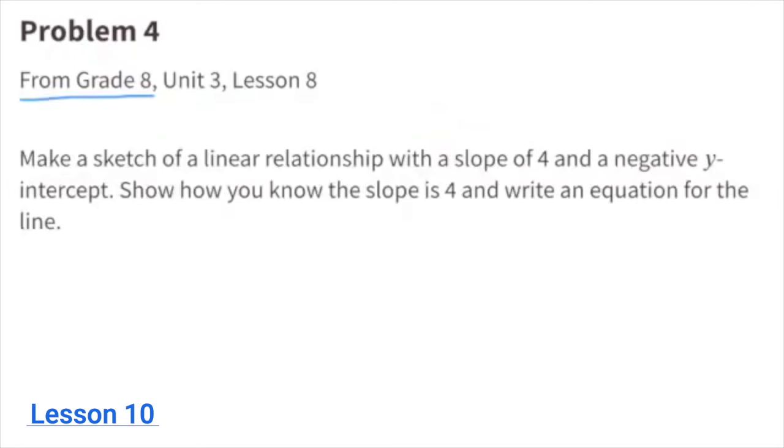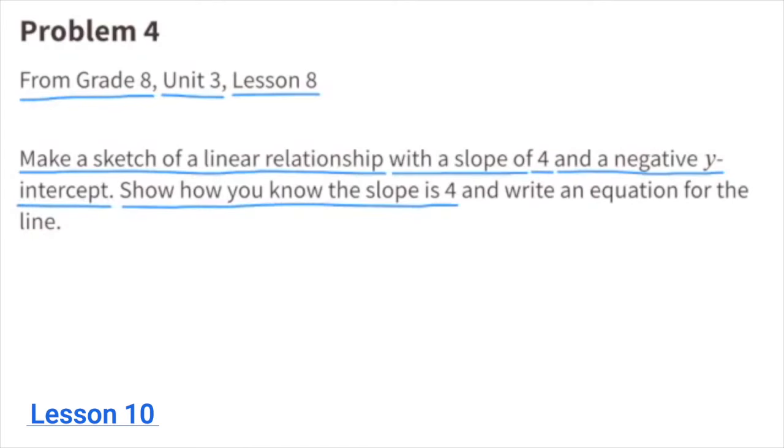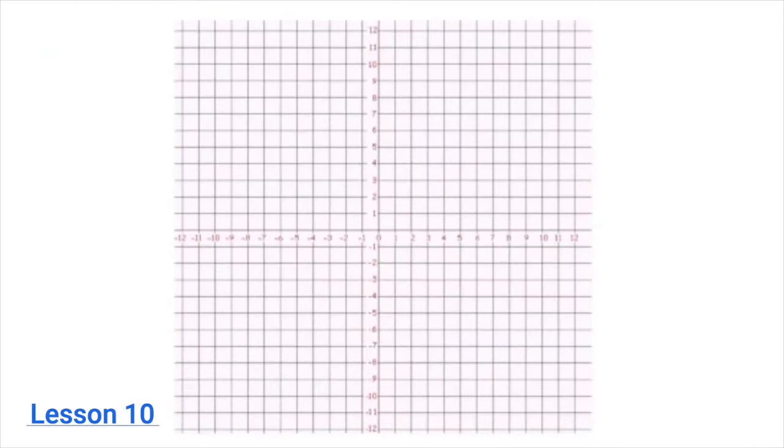Problem number 4, from 8th grade, Unit 3, Lesson 8. Make a sketch of a linear relationship with a slope of 4 and a negative y-intercept. Show how you know the slope is 4 and write an equation for the line. The first thing I'll do is put a point somewhere on the y-axis but below the x-axis. This way I know that it will have a negative y-intercept.